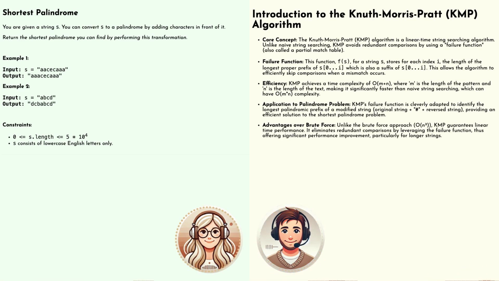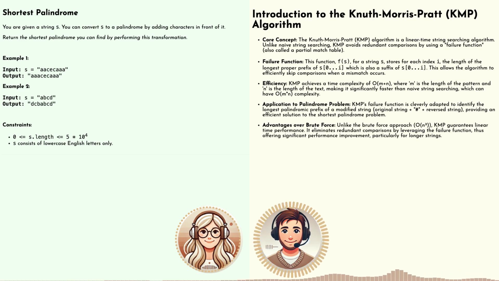Okay, I'm intrigued. How do we connect palindromes to patterns? Remember how in the two-pointer approach we were looking for the longest palindromic prefix? Well, we can cleverly modify our string to make this task equivalent to finding the longest prefix that's also a suffix in this modified string. And guess what?